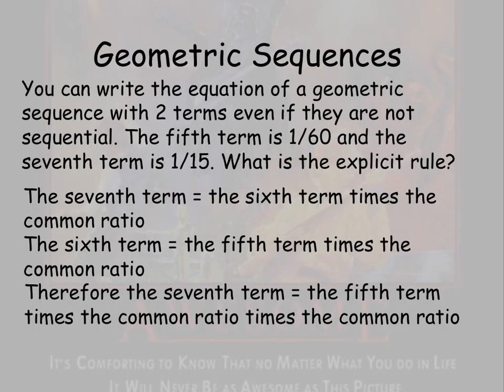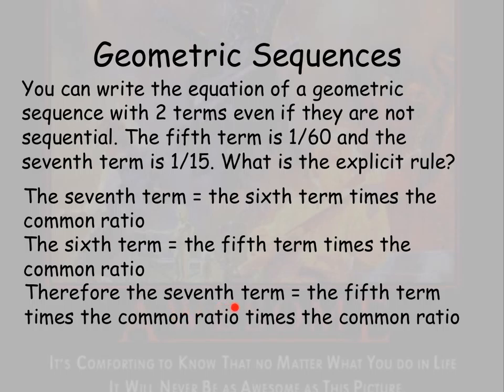Fifth term is 1/60th. Seventh term is 1/15th. What's the explicit rule? Well, you do know with a geometric sequence that you're multiplying something by each term. Seventh term is equal to whatever the sixth term is times whatever our common ratio is. And the sixth term is the fifth term times the common ratio, just by definition of what a geometric sequence is. The term before it, you multiply by the common ratio to get the next term.